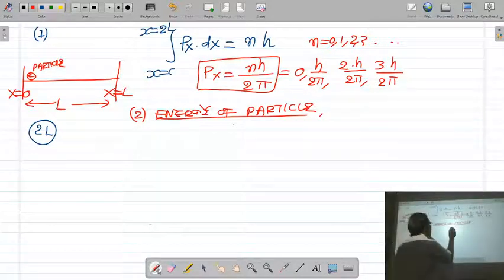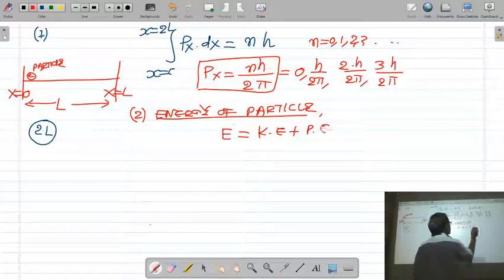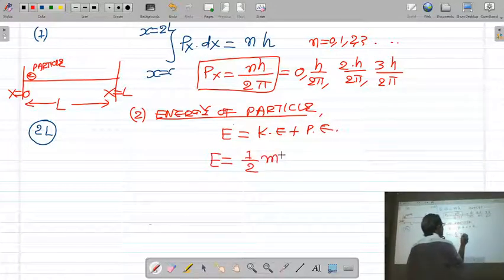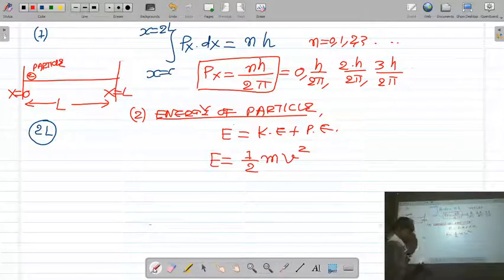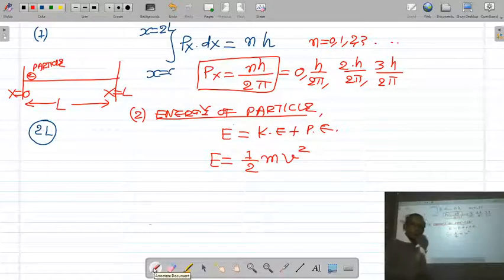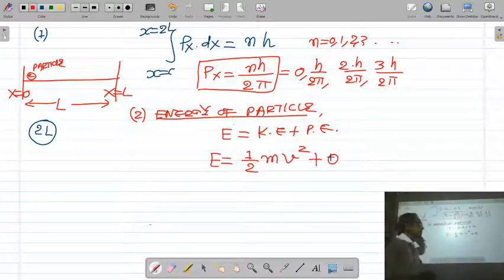The total energy of the particle is the sum of kinetic energy and potential energy. The kinetic energy of the particle is half mv square, where m is the mass of the particle and v is the velocity of the particle. Now, as I told you, no forces are acting on the particle, so its potential energy is 0.